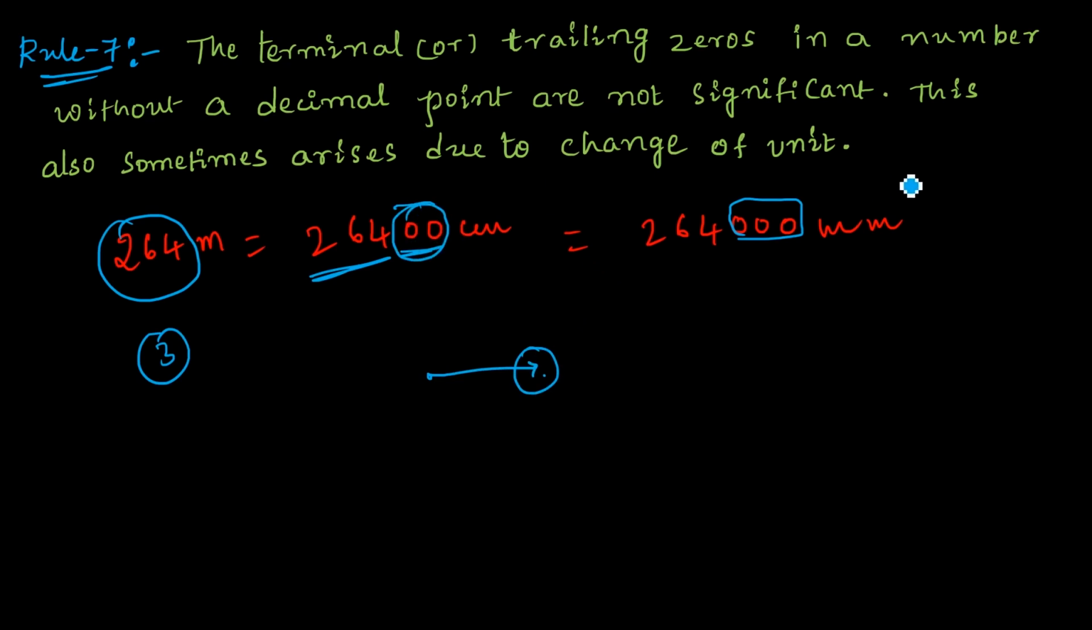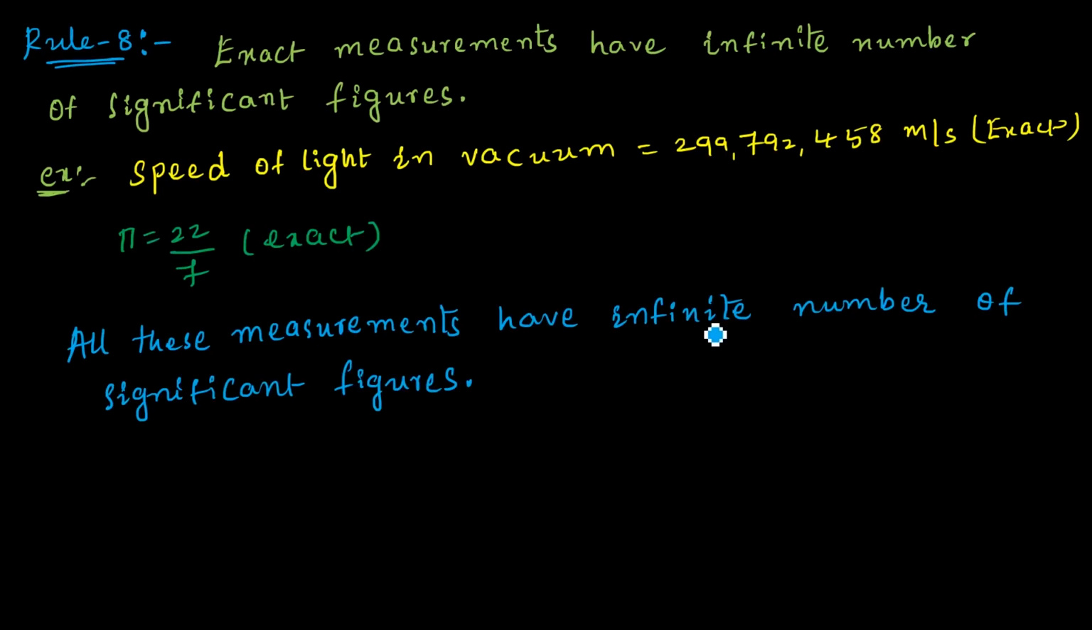So after the change of units, how many significant figures are there? Three are there. Sir, two more zeros are coming, so can we take five significant figures? No, we cannot. Here we have to take only three significant figures, right? So that is rule number 7. Here also, how many significant digits are there? Those are 3, right?